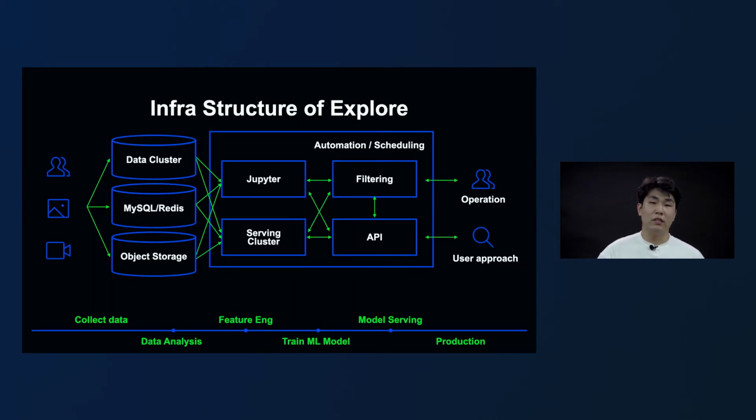The infra we use in our team can be summarized using this image. Largely, we have data clusters which make collection, storage, and computation of large volume of user and content data possible. We also have RDB, MySQL and Redis, which allows a quick access to data during serving. And we have storage for storing objects such as images and videos. There's also the Jupyter environment for data analysis and data modeling and serving cluster, which serves based on what is in the Jupyter environment.